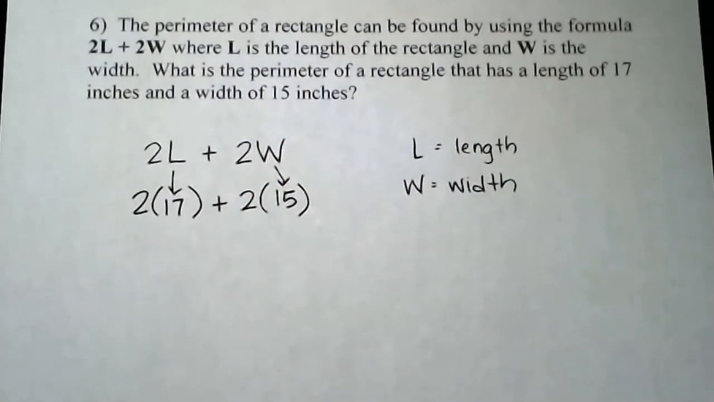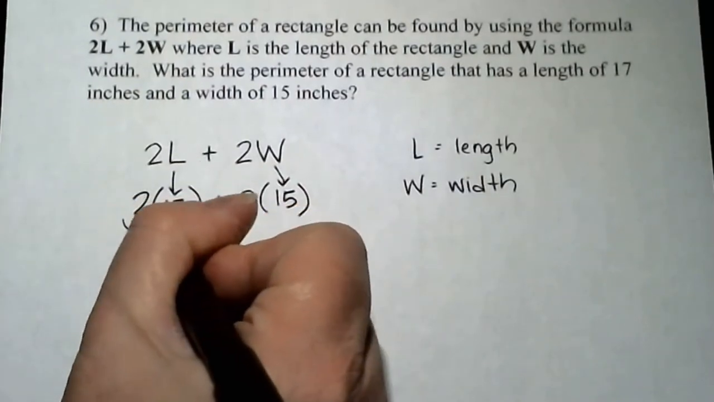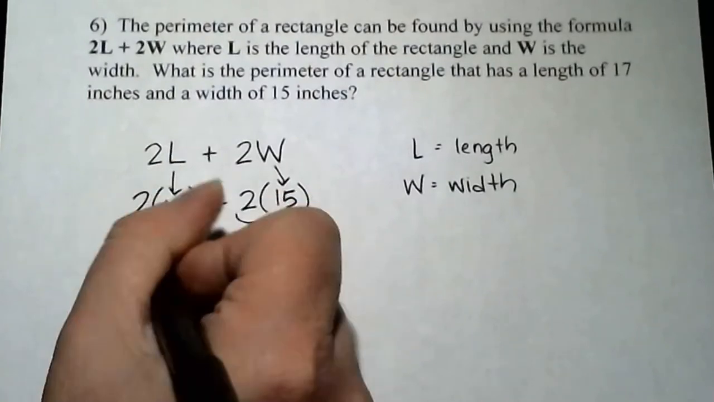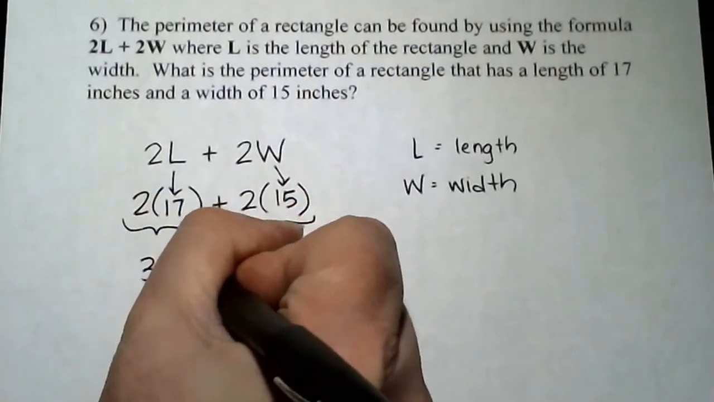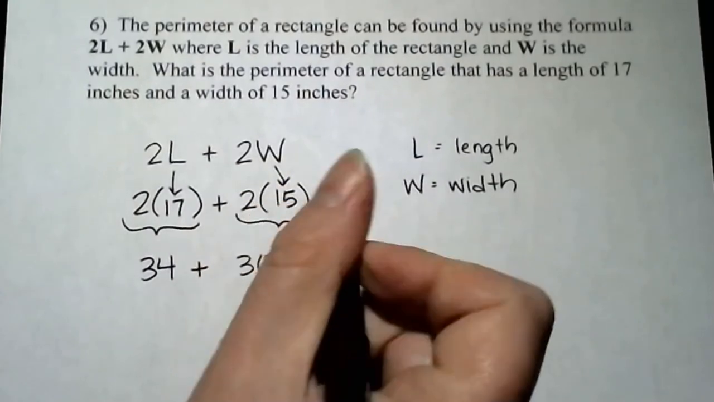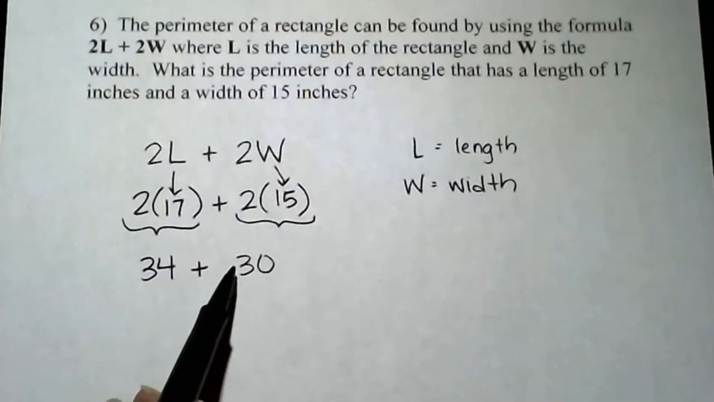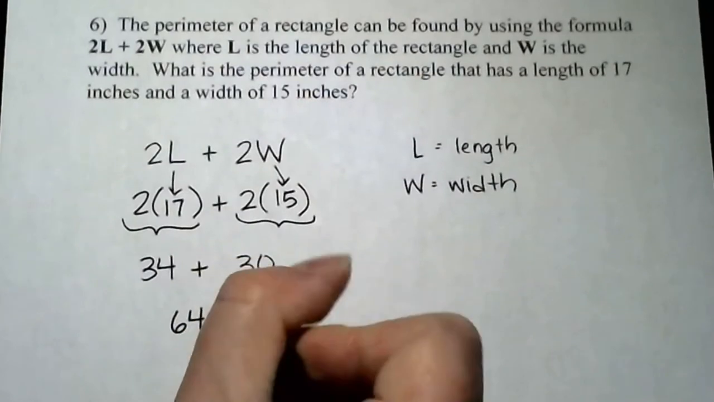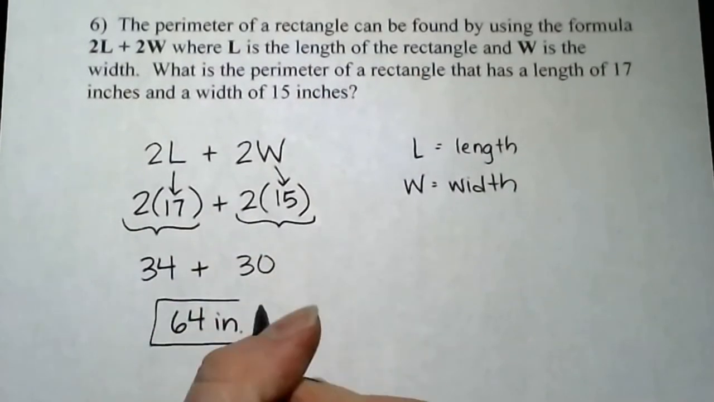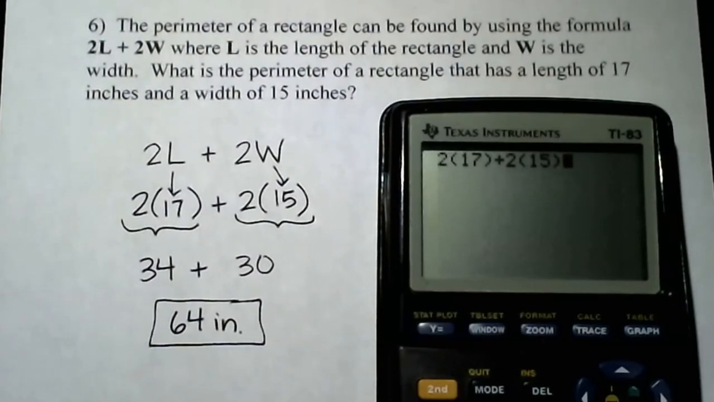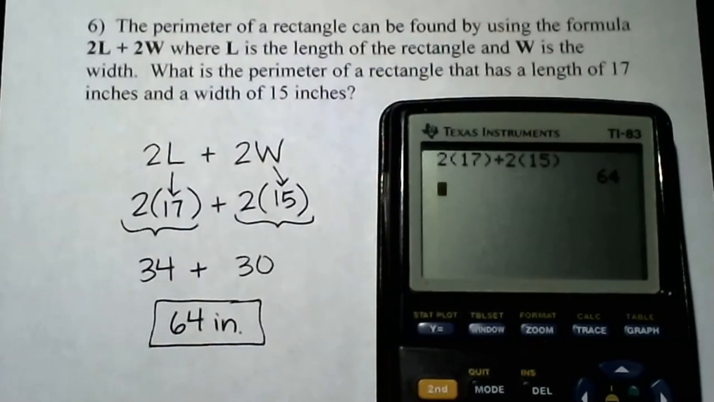So plugging it in, and then I'm going to multiply it out. So 2 times 17 is 34. 2 times 15 is 30, which means that altogether this is 64 inches. I plugged it in after I substituted, and I get the same thing. So that one checks too.